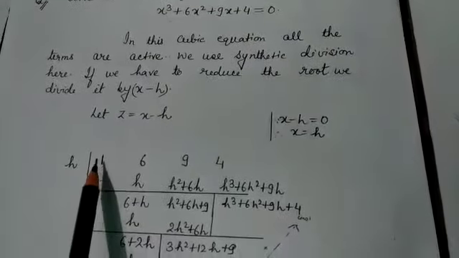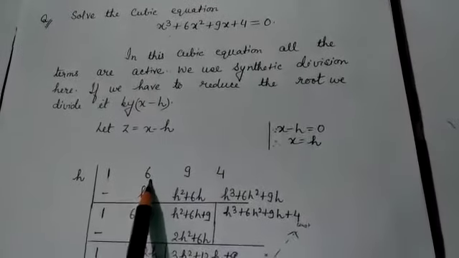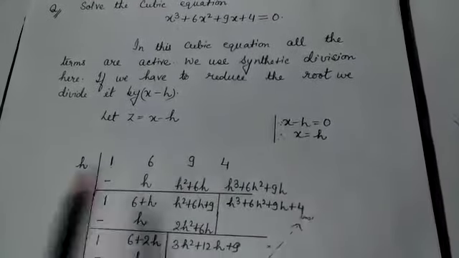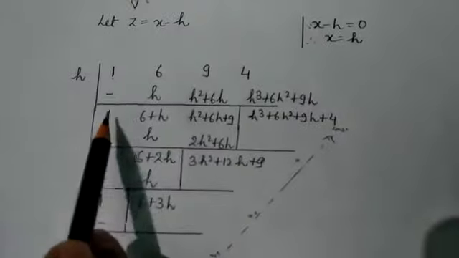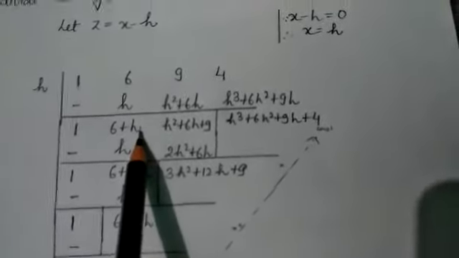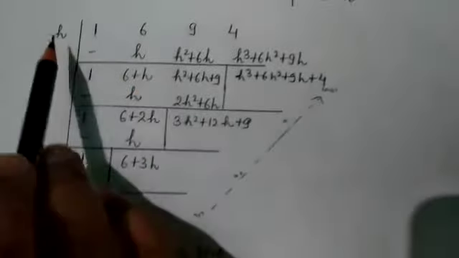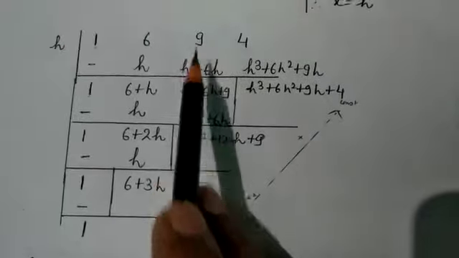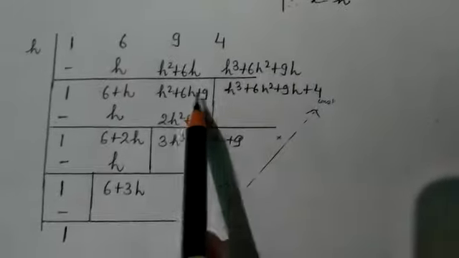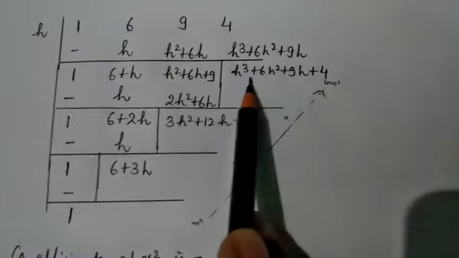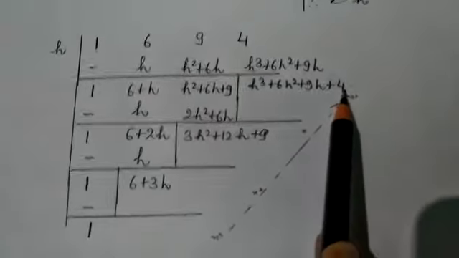As we do in synthetic division, first of all we write down the coefficients of the cubic equation. So the coefficient of x cube is 1, then 6, then 9, then 4. And at the left corner we will write down the value h. Now 1 will be written as it is. We'll multiply 1 with h and write it just below 6. After adding, it becomes 6 plus h. 6 plus h multiplied with h gives h square plus 6h. On adding these two, we get h square plus 6h plus 9. This again we multiply with h and, after adding, we get h cube plus 6h square plus 9h plus 4.